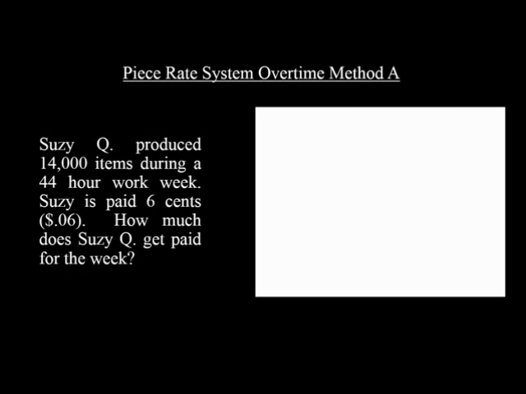Piece rate system overtime method A. Susie Q produced 14,000 items during a 44-hour work week. Susie is paid 6 cents per item. How much does Susie Q get paid for the week? Her regular earnings are going to be calculated at 14,000 units times 6 cents for $840. Her regular rate is the $840 divided by 44 equals $19.10 per hour.